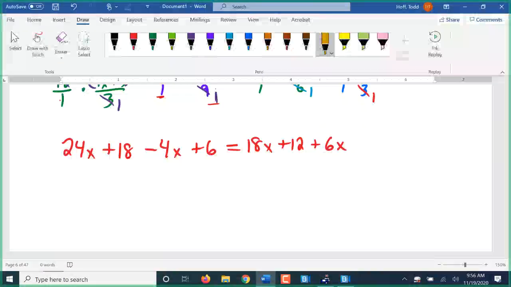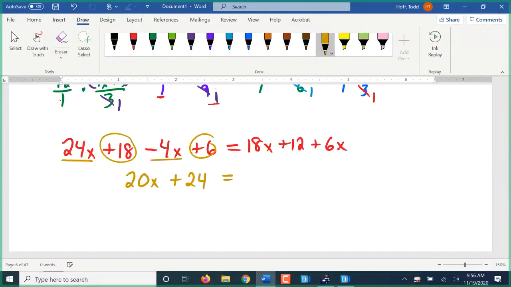So we have to combine on the left side here. We have 24x and negative 4x is 20x. 18 and 6 is a positive 24. On the right side, we have 18x and 6x is 24x. And plus 12, positive 12. Now we've combined what we can on either side.